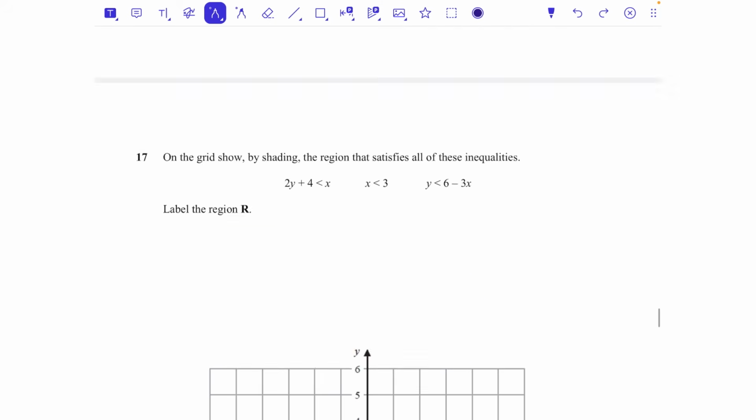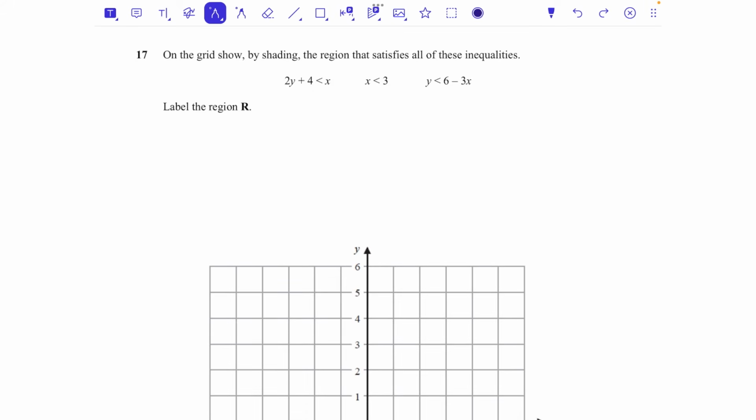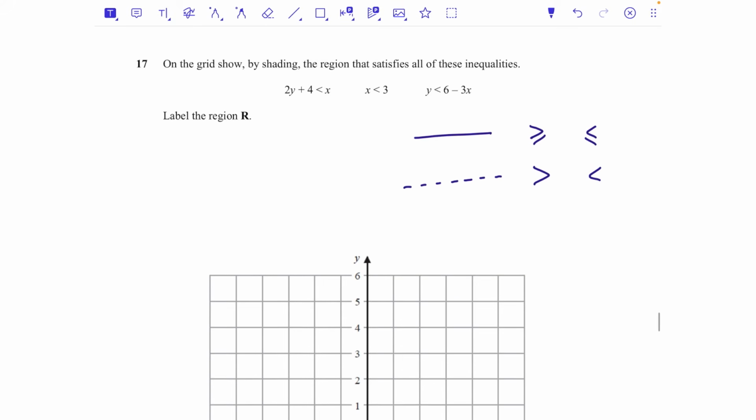Okay, question number 17. On the grid, show by shading the region that satisfies all of these inequalities. Now, if we had greater than or equal to, or less than or equal to, we're going to be drawing these with a solid line. But because we have greater than and less than, we draw that with a dotted line. I remember my year 11 teacher saying to me, if you can't quite reach it, you can't draw it properly. Or when you think about a number line, if you can't reach it, you can't colour it in. So the dotted line is like, oh, can't quite get there, can't reach it. I don't know, for some reason that stuck with me all these years. So there we go. So we're going to use dotted line for these.